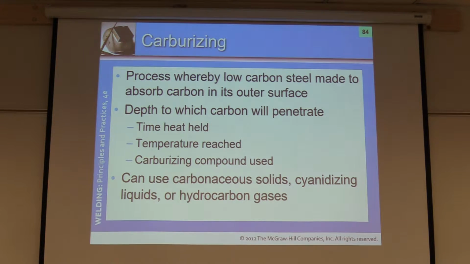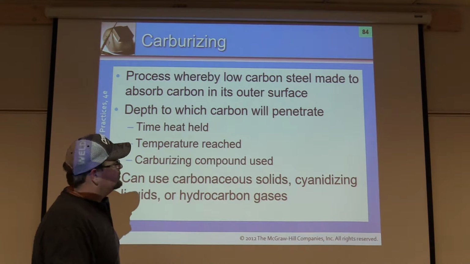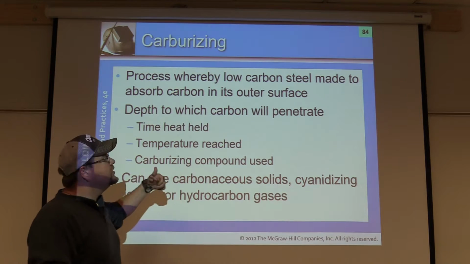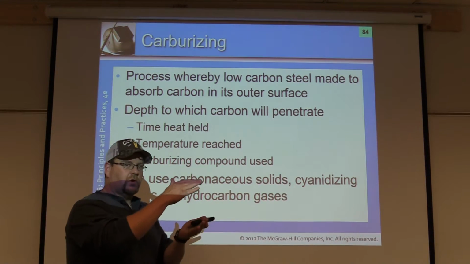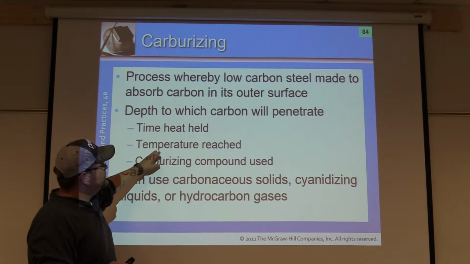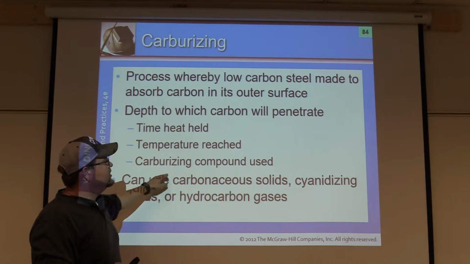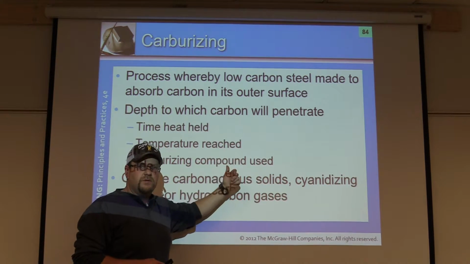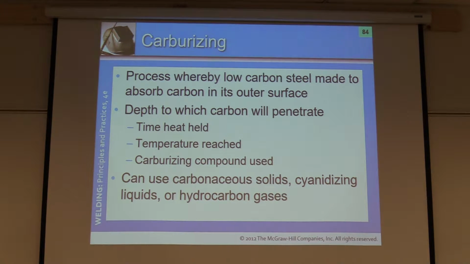Carburizing. This is a process where low carbon steel is made to absorb carbon in its outer surface, like we talked about with the cementation process earlier. There's a time that it's held at heat so that it absorbs the carbon within the material, okay? You have to get to a specific temperature in order to do so. The carburizing compound, again, depends on what you're using for the carbon. You can use solids, cyaniding liquids, or hydrocarbon gases to do so as well.